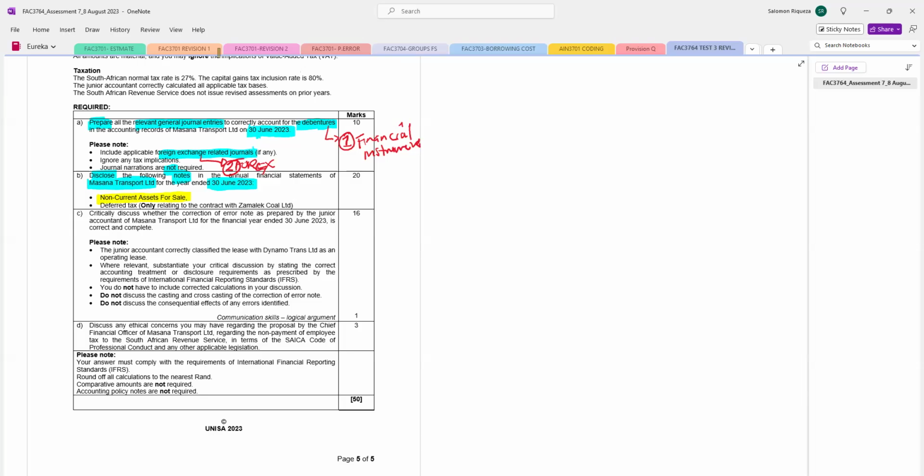The reason why they love this is that they can fuse so many things. They can fuse PPE into this. They can fuse intangible assets into it. They can fuse investment property into this. All right, so already we're expecting a lot from this.